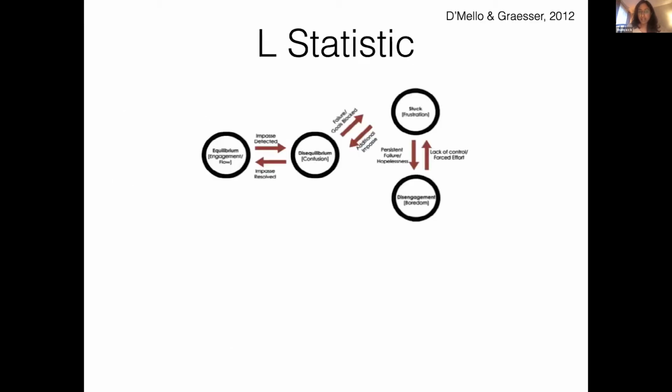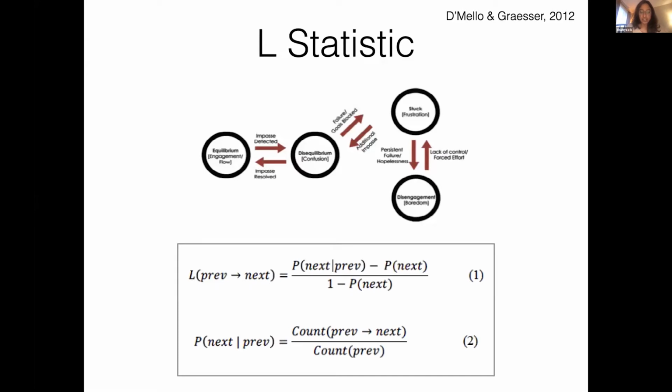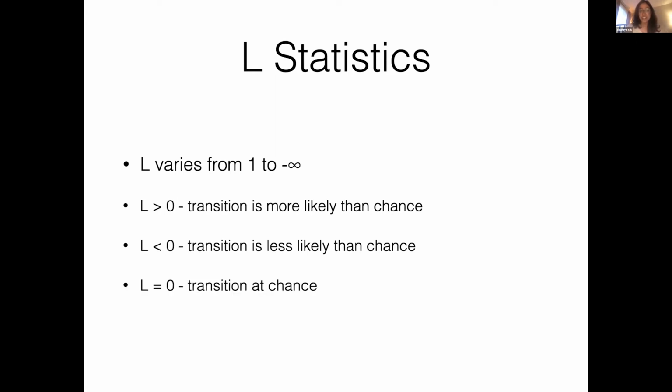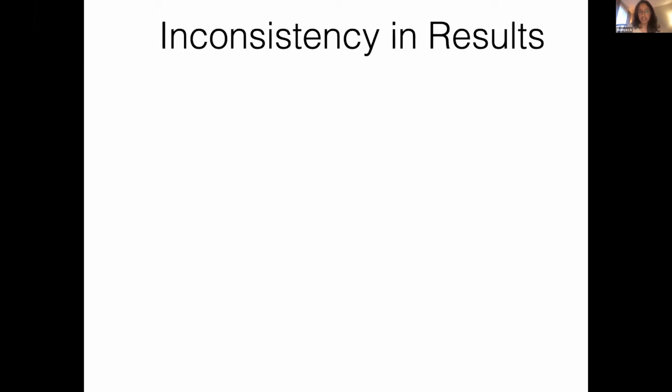To conduct affect dynamics analysis, past research has predominantly used the L statistic. The L statistic calculates the likelihood that a student in a given state will transition to the next state, given the base rate of the next state. Accordingly, the L statistic value was assumed to be quite intuitive, where L greater than 0 is a transition that's more likely than chance, L less than 0 is less likely than chance, and an L value equal to 0 is a transition which is at chance.